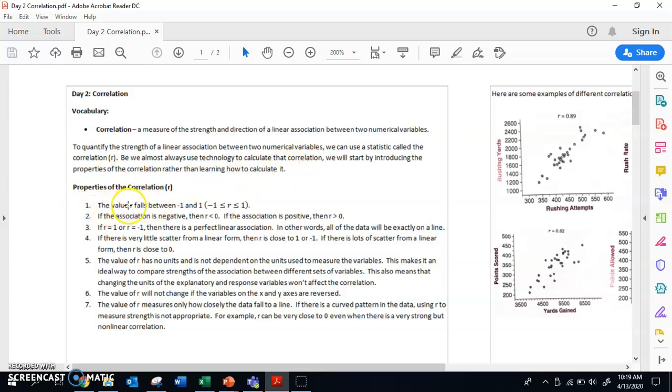The values of R fall between -1 and +1. Okay, and it can be -1 and it can be +1. That's inclusive. So if there's a negative association, then R will be less than 0. If there's a positive, then R will be greater than 0. And if it is equal to 0, then there is absolutely no correlation between the two numerical variables. Now, if R is equal to 1 or equal to -1, then your dots on your graph will fall in a perfectly straight line.